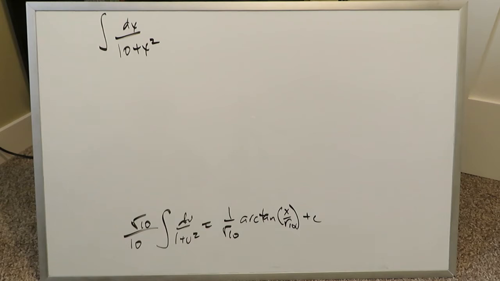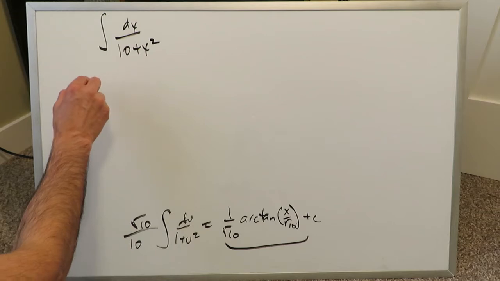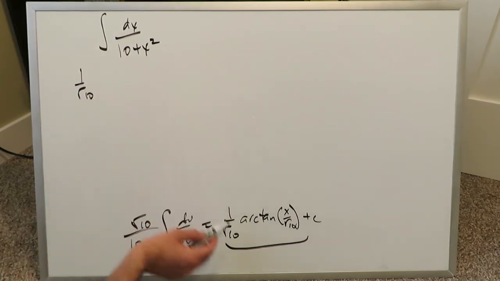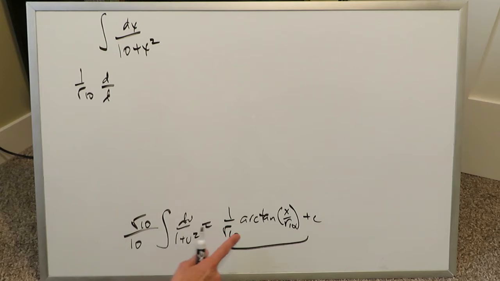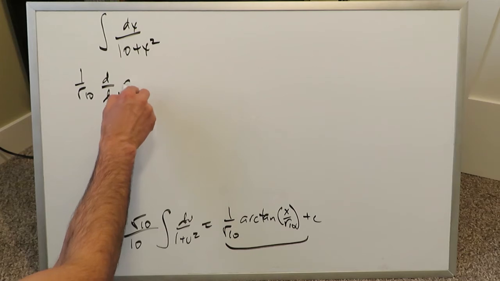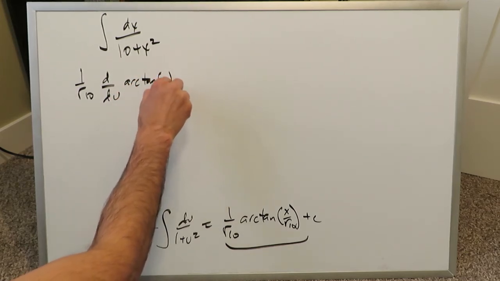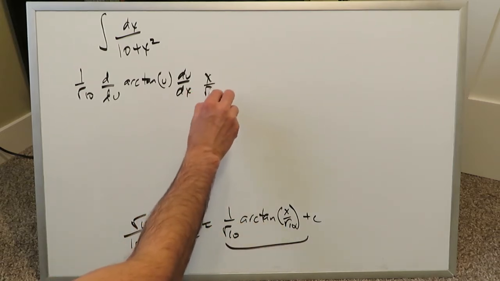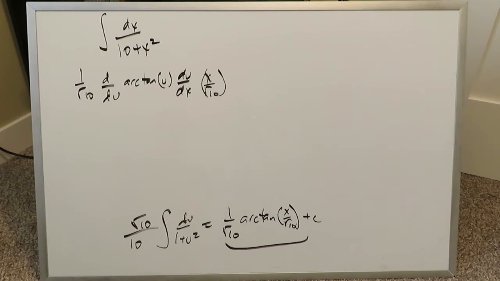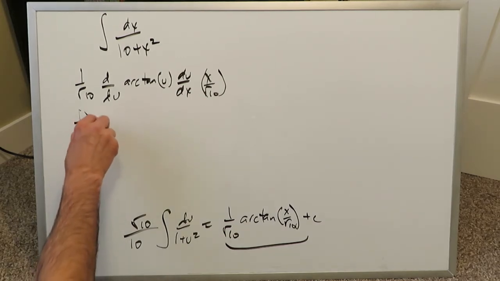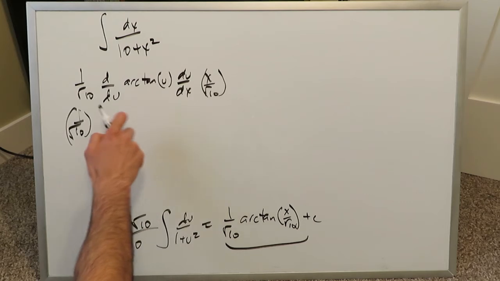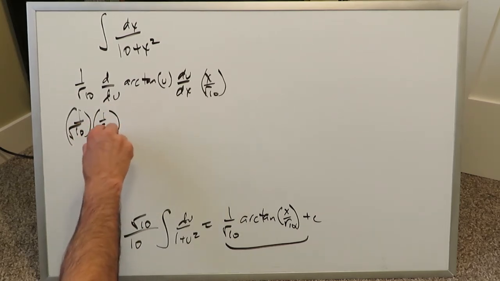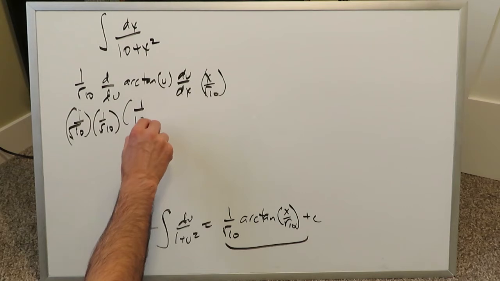To verify that this indeed is good, and we know it's good, just take the derivative of this antiderivative. You'll take 1 over root 10 outside because it's a coefficient, and you'll do the derivative via the chain rule. If u is equal to x over root 10, then the function with regards to u is arctan u, and then du with respect to dx is the derivative of x over root 10, which is not too hard. 1 over root 10 stays out as it does. The derivative of this is also 1 over root 10, and the derivative of arctan u is 1 over 1 plus u squared.